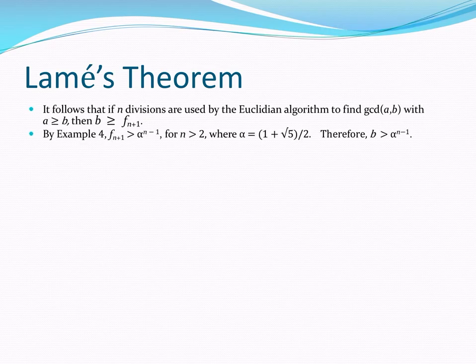if n divisions are needed to find the greatest common divisor. And then remember, earlier in the chapter, we noted that Fibonacci n plus 1 is always greater than alpha to the n minus 1 for large enough n, where alpha is this value right here. So since b is greater than or equal to Fibonacci n plus 1, that means it is strictly greater than alpha to the n minus 1.